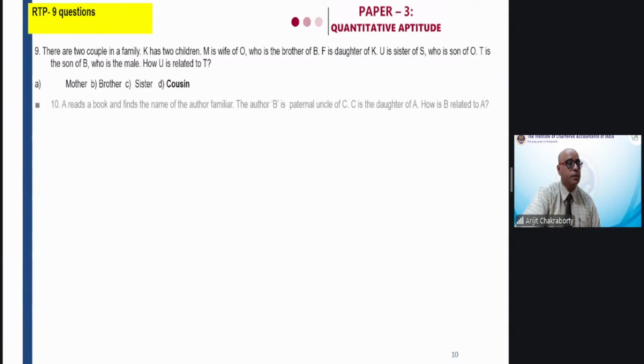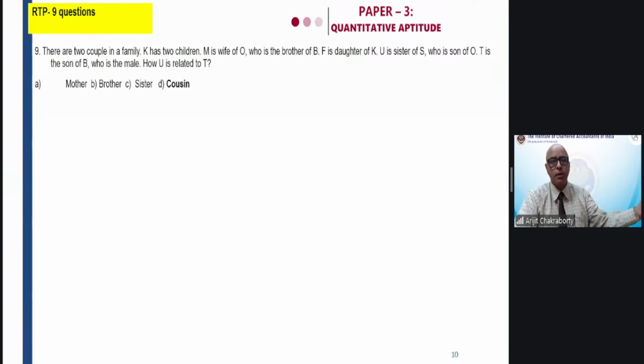So here again we see a number of interrelations given. 2 couples are there in a family. K has 2 children. M is the wife of O, who is the brother of B. F is the daughter of K. So K has 2 children. Unme ek hai F, but F is female.